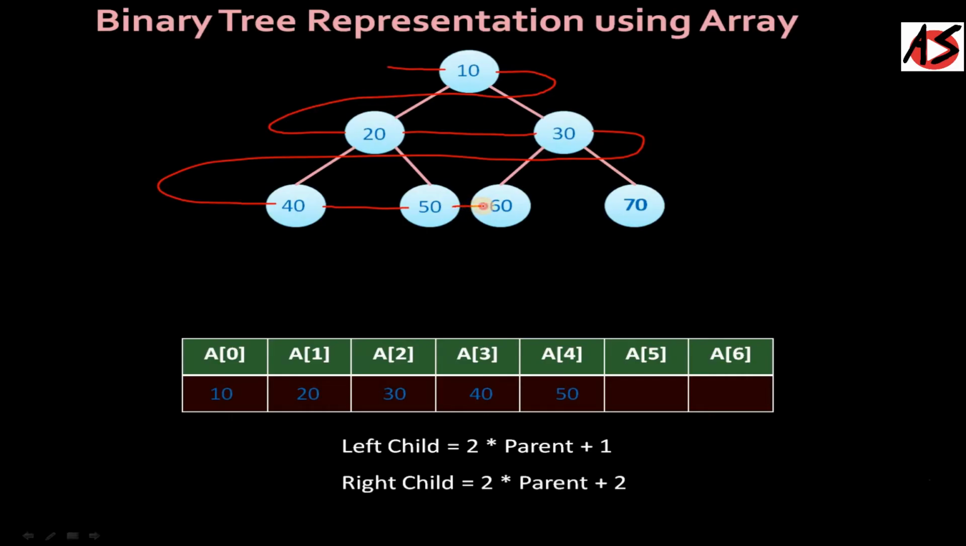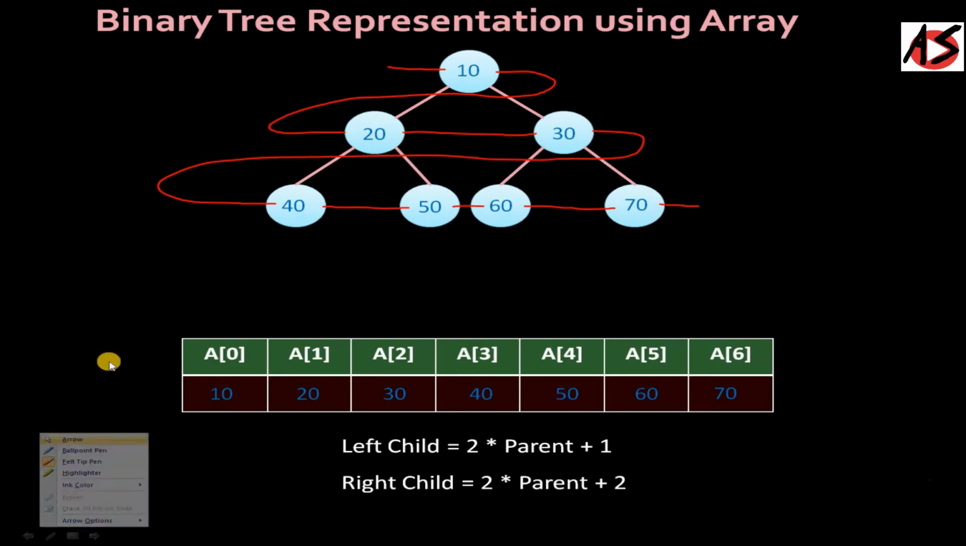Then we will get 60, and 60 we will store on the fifth index. And then we will get 70, so we will store it at index number 6 in the array. So this is the easy way to store all the elements from the tree into array form.